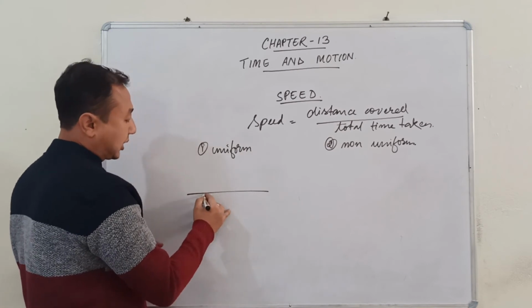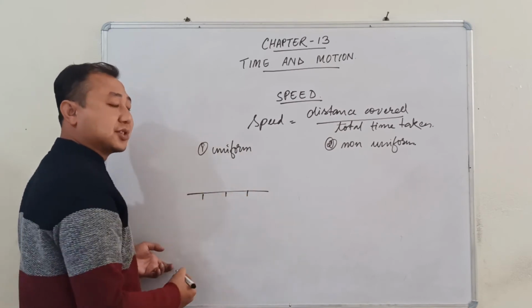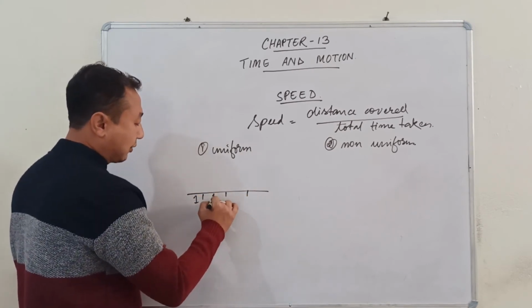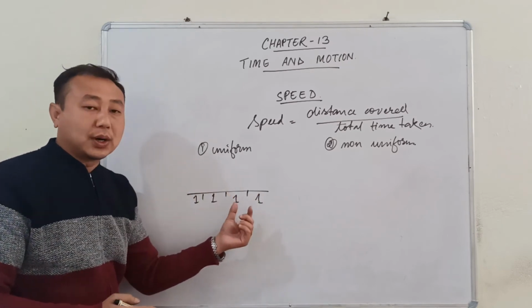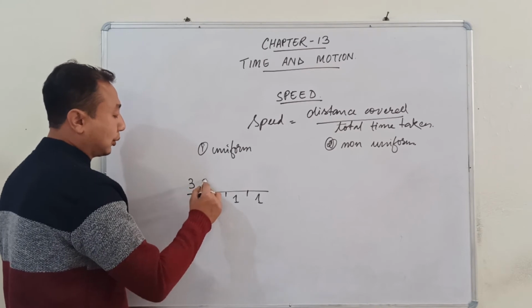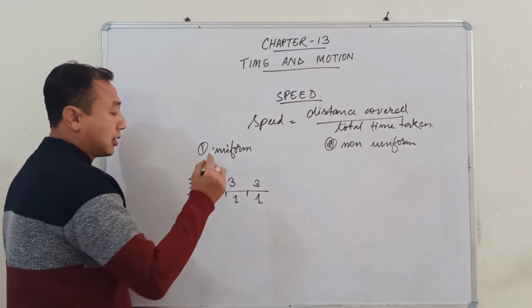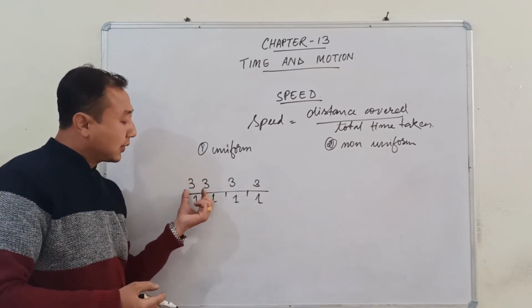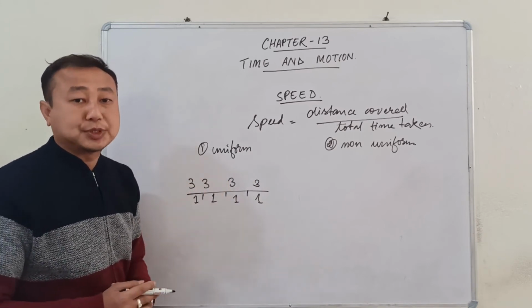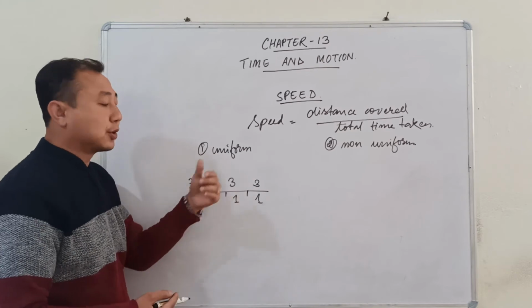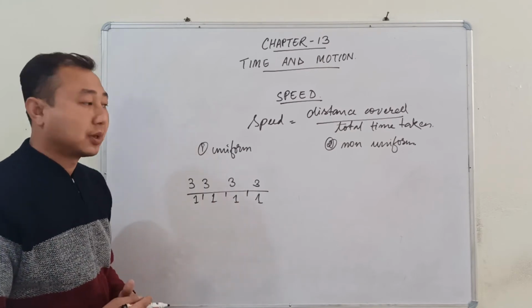If an object covers equal distance in equal interval of time, let us say an interval of 1 hour. Let us say, for example, in its 1 hour, this object covers 3 kilometers. So here, the object is covering equal distance in equal interval of time. So the speed that object possesses during this motion will be called as uniform speed.